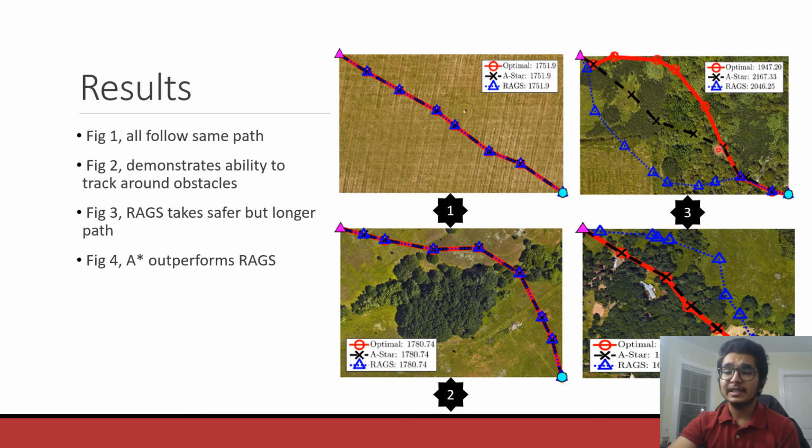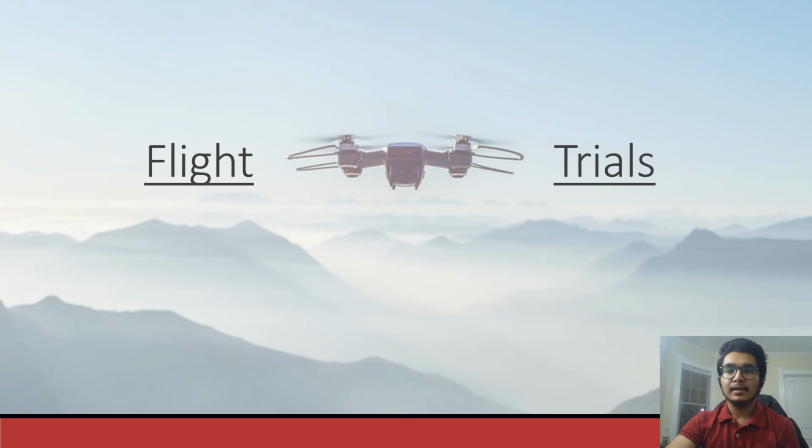And figure 4, we see that A-star clearly outperforms RAGS because the RAGS algorithm is trying to be as safe as it can, and it leads to a slightly higher cost. Not a much difference, but still A-star has a lower cost in this case. So that's all on the satellite data. Let's get to real action. Let's put this on a drone and see if the RAGS algorithm is actually implementable in the real world. So now we'll be looking into the flight trial data in the next slide.